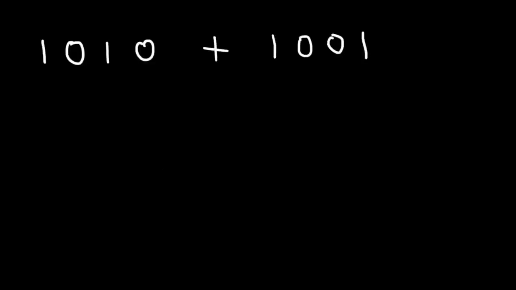Now let's work on some example problems. Go ahead and add these two binary numbers. 1010 plus 1001. Now the first thing you should do is you should line up these numbers.